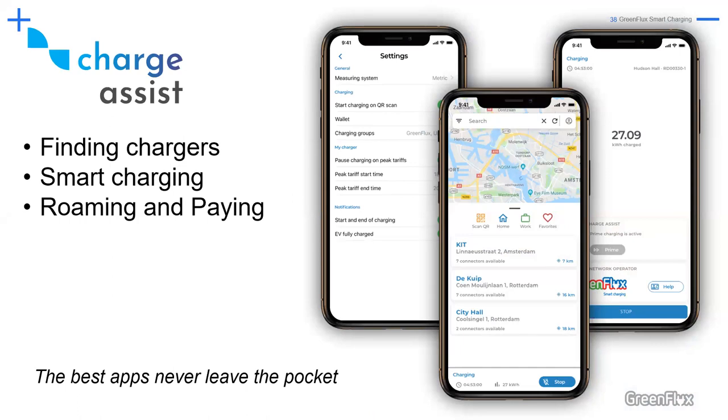So this is also what we did. This is our own white label app, which we provide to our customers. It's used for finding chargers, for roaming and paying, but very important also smart charging. See it here on the right. I'm not sure if you can see my mouse, but there's a prime button there. Actually, this is the old layout. We just uploaded a new one. It's called Charge Assist. You can just download it from the Play Store. On charging stations connected to the Greenflux platform, you can push this button, and this is the high priority button. So we took this learning and put it into our offering.